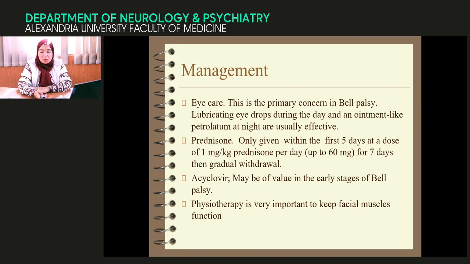Also, we give prednisone, cortisone, only given within the first 5 days at a dose of 1 milligram per kg prednisone per day, up to 60 milligram for 7 days, then gradual withdrawal. Cortisone must be gradually withdrawn. If we give this, it will be gradual titration. Acyclovir may be of value in the early stages of Bell's palsy because it is of viral etiology, so we give acyclovir in the first week only.